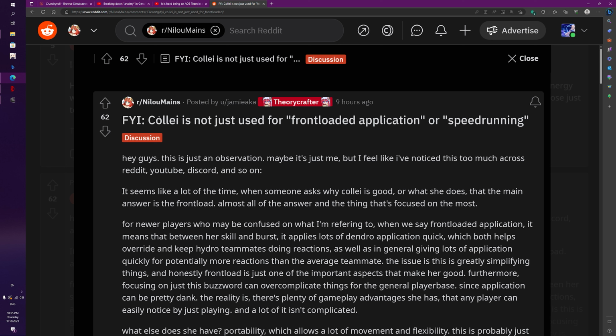And I think a very good reason that a lot of people think Collei is useful is because of her front-loaded dendro application. In other words, she uses her E, she uses her Q ability, and you have lots of dendro to trigger lots of bountiful core explosions, but that's not really the real reason. The real reason is because of sustained dendro application, and I'll explain this in just a bit.